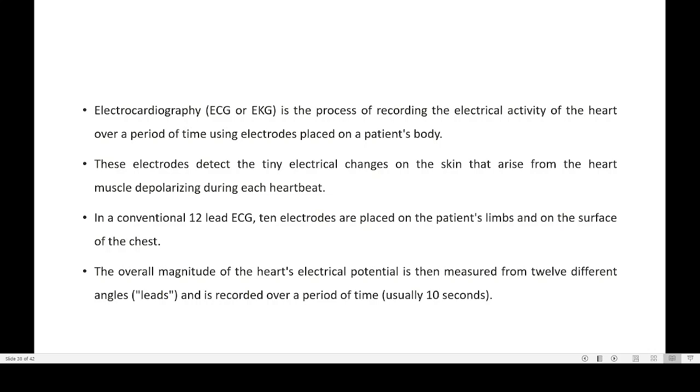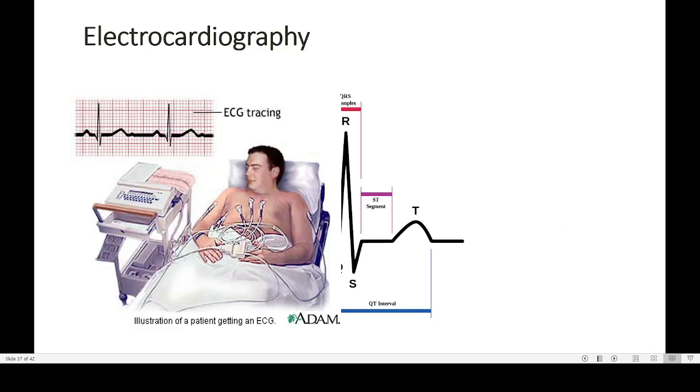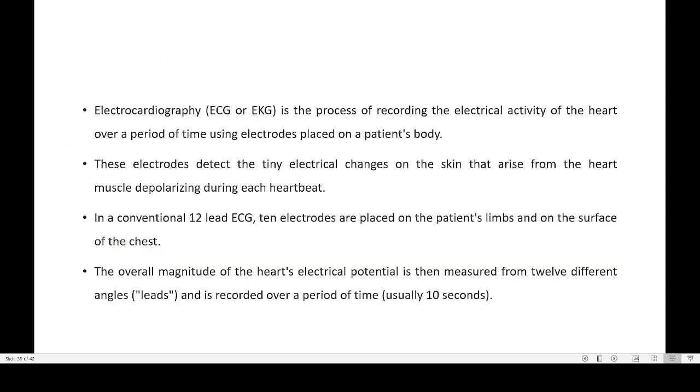Then normally how many electrodes are we using? In a conventional 12-lead ECG, 10 electrodes are placed on the patient's limbs and on the surface of the chest. Here in a normal ECG, up to 10 electrodes will be placed. Some are on the chest, some are on the hands, and also on the legs. So these are the different regions where ECG electrodes are normally kept, and all these 10 electrodes will be detecting a feeble or weak current.